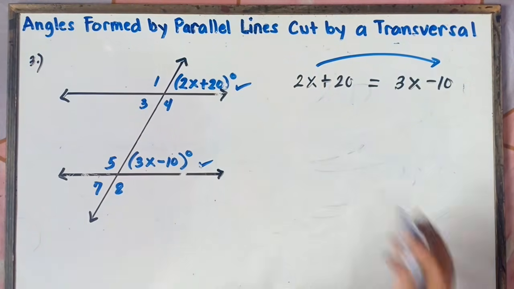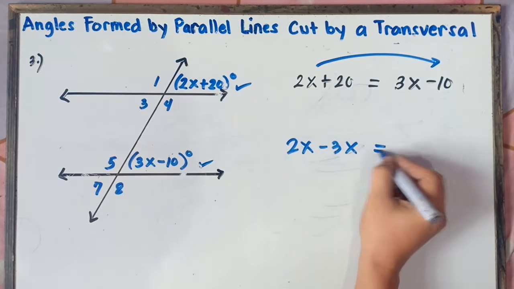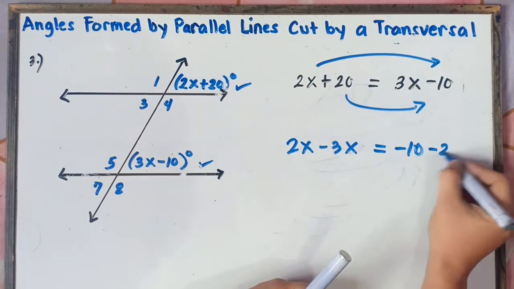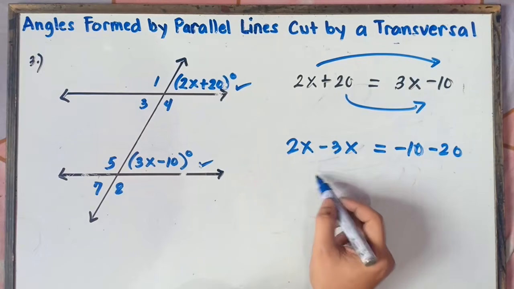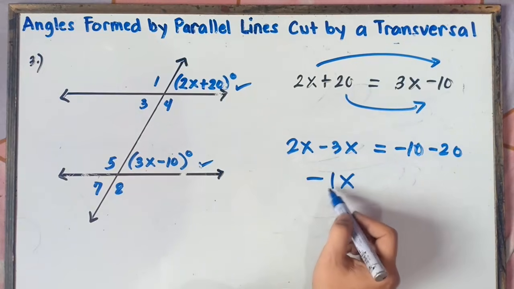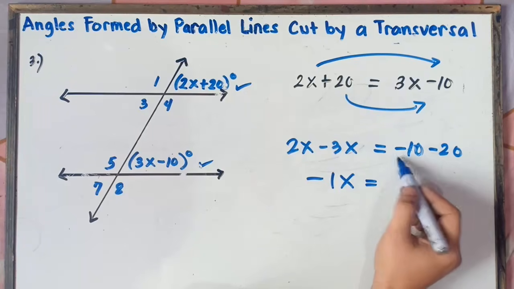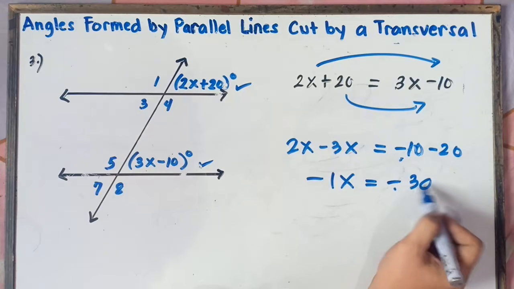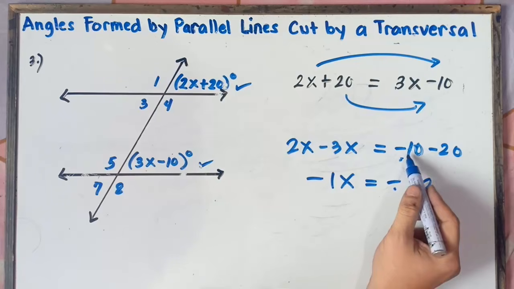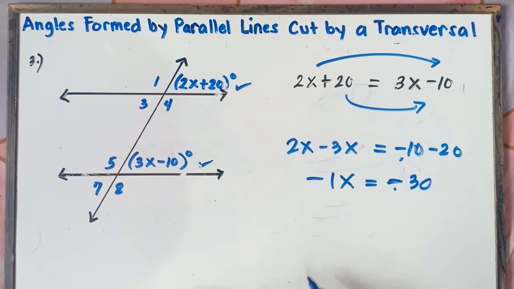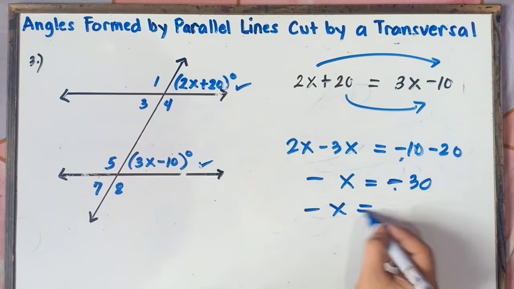You can do this one, class, if you really want to. 2x minus 3x equals, copy negative 10 and then transpose 20. This is positive, it will become negative 20. And then 2x minus 3x, 2 minus 3, there would be negative 1x, because 3 is greater than 2. Equals negative 10 minus 20. Both negative, simply copy the sign and then simply add the numbers. Once again, do not be confused with this one. If you have negative 10 and negative 20, both negative, simply copy the negative sign and add the numbers. So therefore, we have negative x equals negative 30.